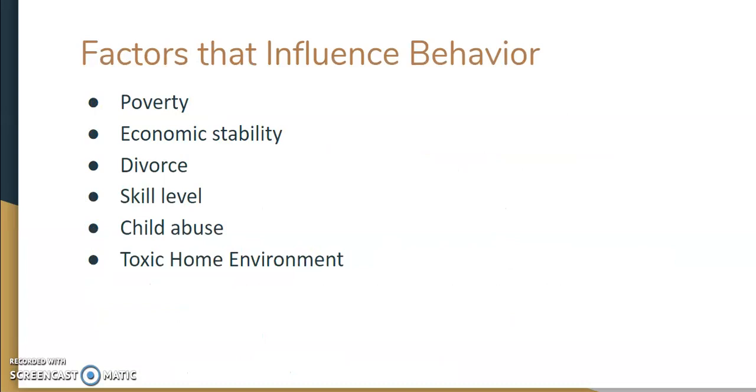So, factors that influence behaviors are poverty. Depending on the economic stability of the family, if they have money or not, sometimes the kids take on those stressors because they feel like they don't have money. They can't pay to go on field trips, they can't pay for certain parties at school. So, they take on that depression or that sadness that they feel at school, or they might get bullied about it because they can't do certain things because their family can't afford it.